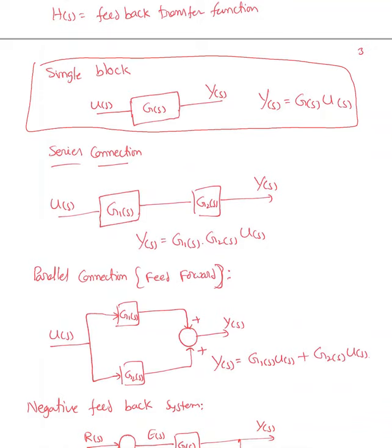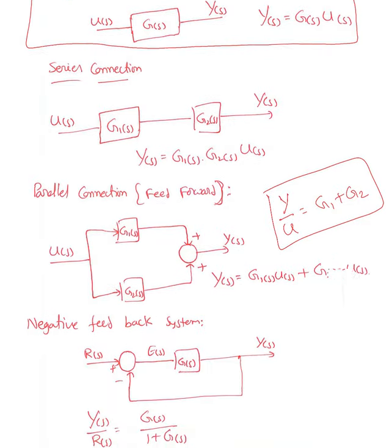Next is the parallel connection. When they're in parallel, you add them together. So Y(s) equals G1(s)U(s) plus G2(s)U(s), so basically Y over U equals G1 plus G2. I'm not showing the suffix s, I'm assuming it is in the s domain. So when they're in parallel, it's just addition. When they're in series, it's just multiplication.